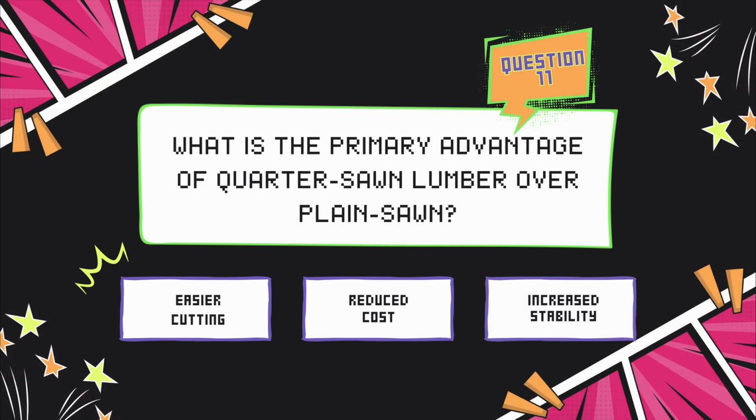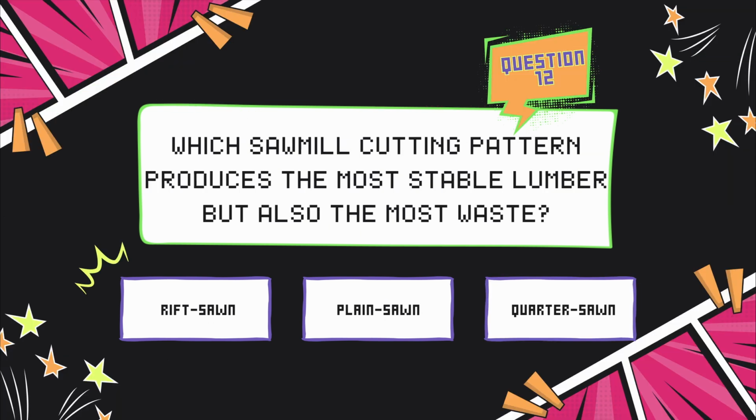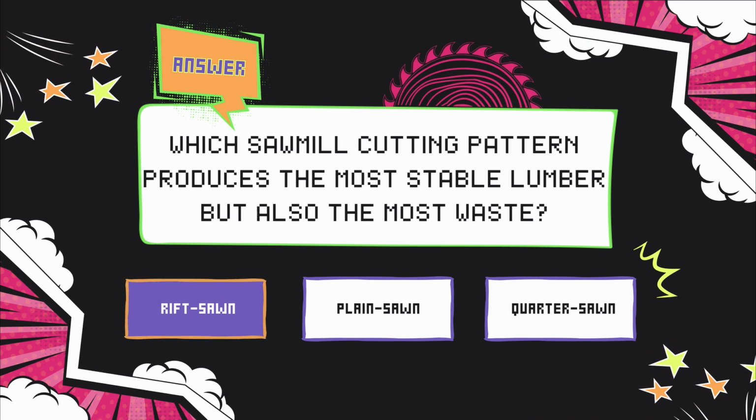What is the primary advantage of quarter sawn lumber over plain sawn? Increased stability. Which sawmill cutting pattern produces the most stable lumber but also the most waste? Rift sawn.